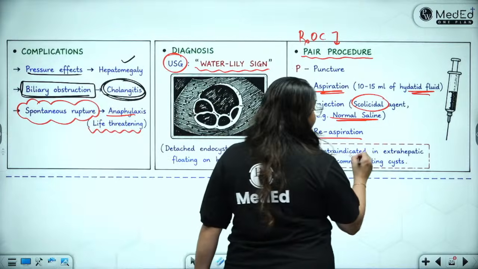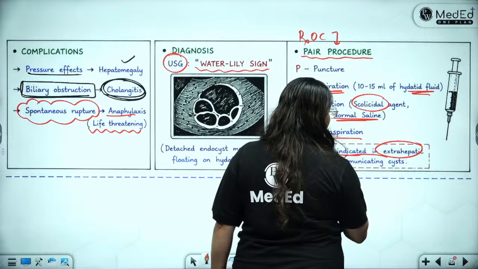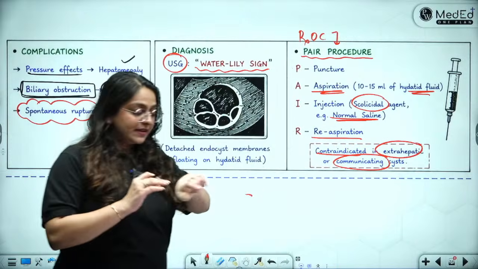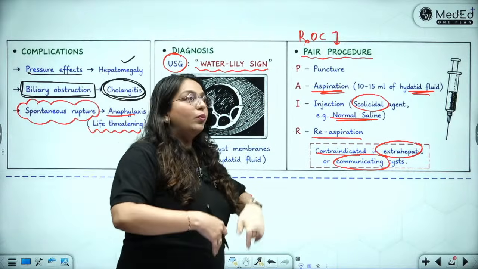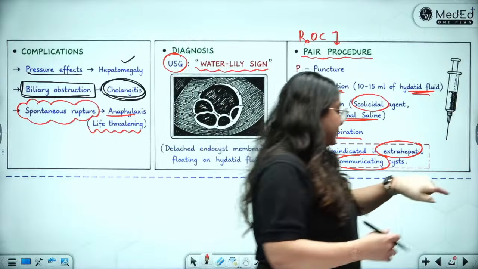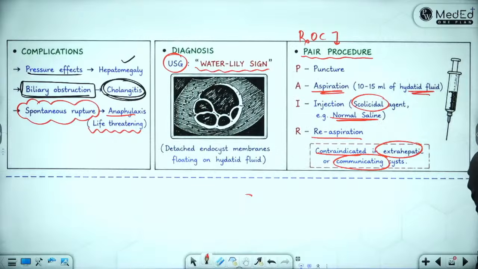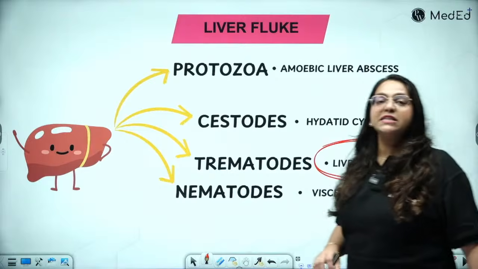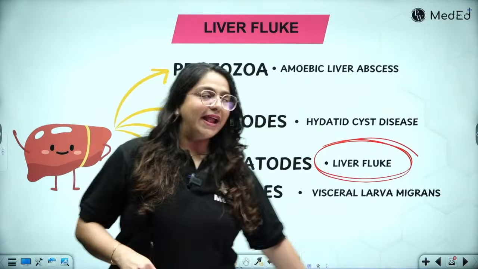It is contraindicated in extrahepatic and communicating cysts. Okay. So if it is a cyst which is communicating with other organs, then PAIR is not indicated. All right, done and done.